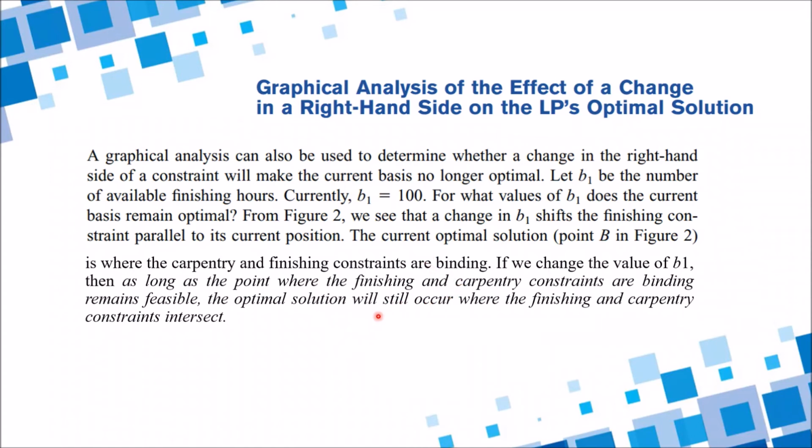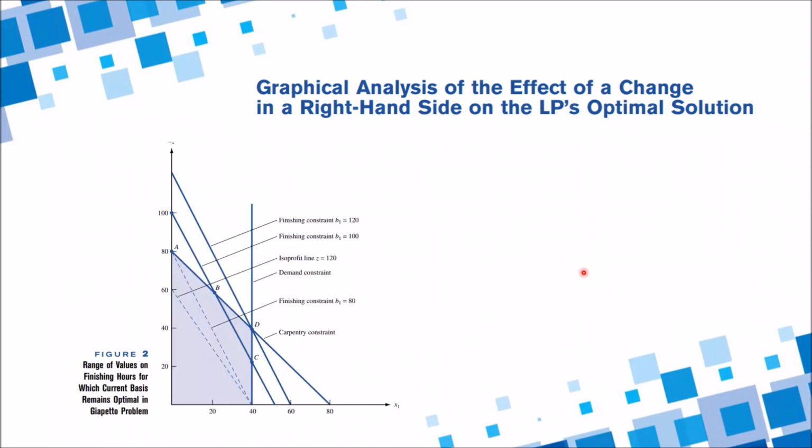Then the optimal solution still occurs where the finishing and carpentry constraints intersect, even if we change the B1 value. So that's a good thing. As long as the point where the finishing and carpentry constraints are binding remains feasible, the optimal solution will still occur at the intersection of the finishing and carpentry constraints, as we can see here. That's the finishing constraint, and this is the finishing constraint as well, and both are cross-sectioning. Then we can always still have an optimal solution.